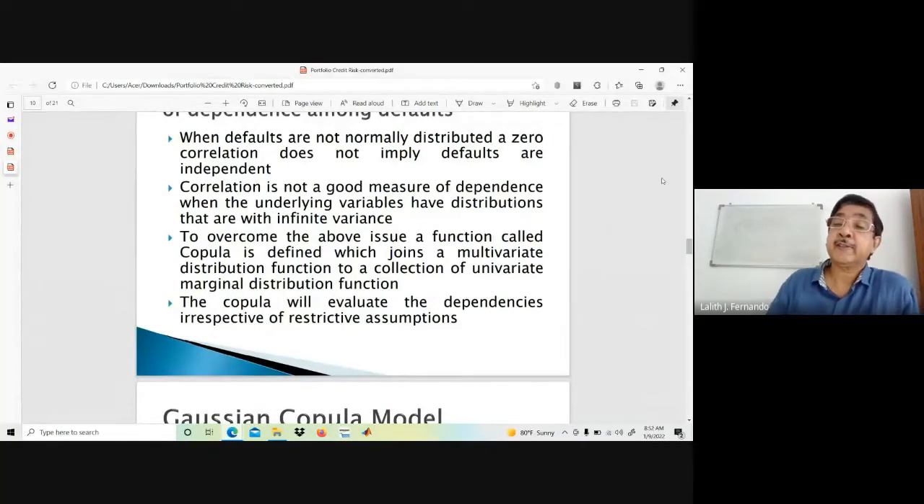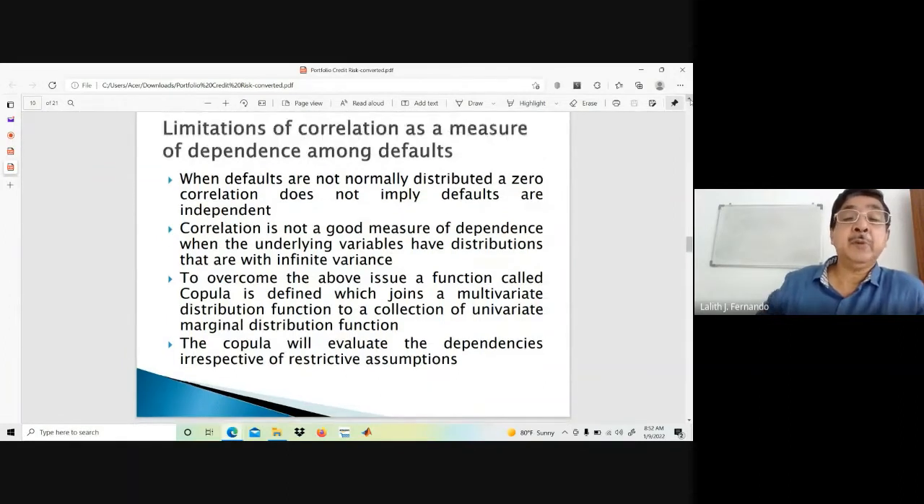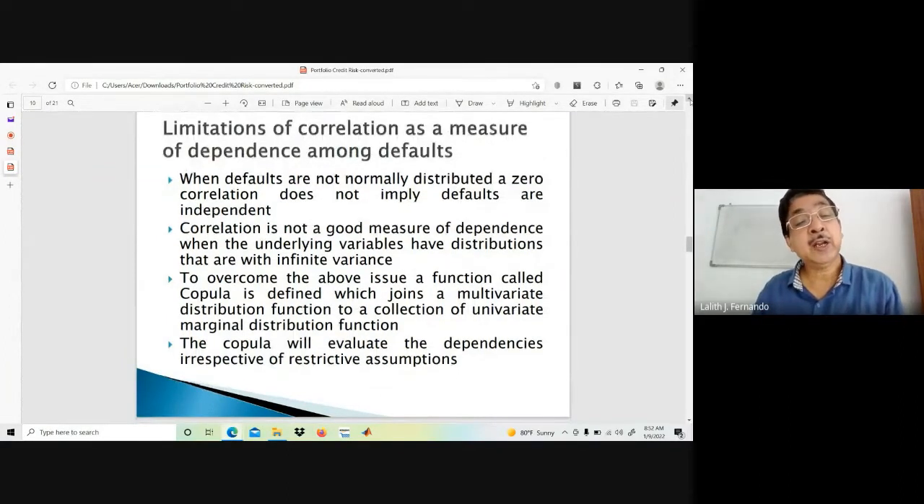Now just look at this, because we have to have some idea about this. When you grant credit, we should have a basic understanding of correlations. When defaults are not normally distributed, zero correlation does not imply defaults are independent. So this is one factor. If defaults are not normally distributed, people don't realize what that is.